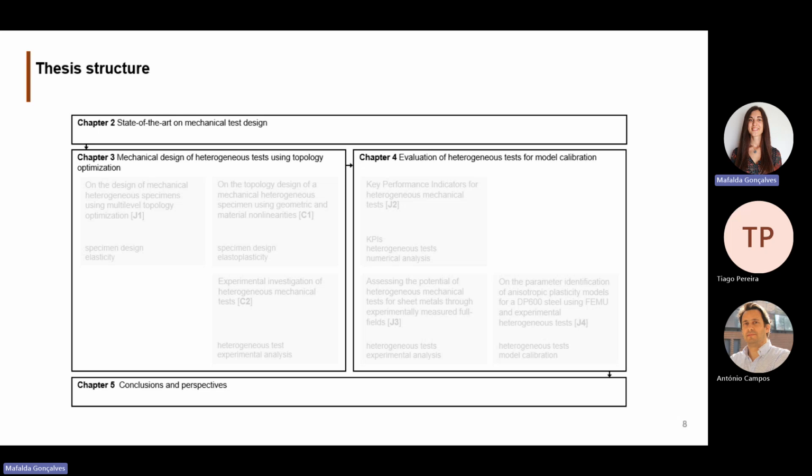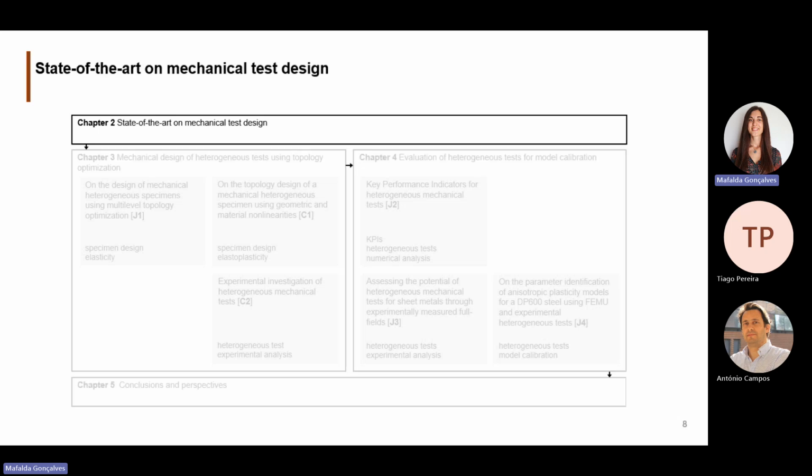So this is the main structure of my PhD thesis, composed of 5 main chapters, the first one related with framework and objectives, and chapter 3 and chapter 4 are the 2 main parts. The first one focused on the design of mechanical tests, and the second one on evaluating their potential. So I'll start with a review of the state of the art on mechanical test design, and I'll also introduce topology optimization as a design method.